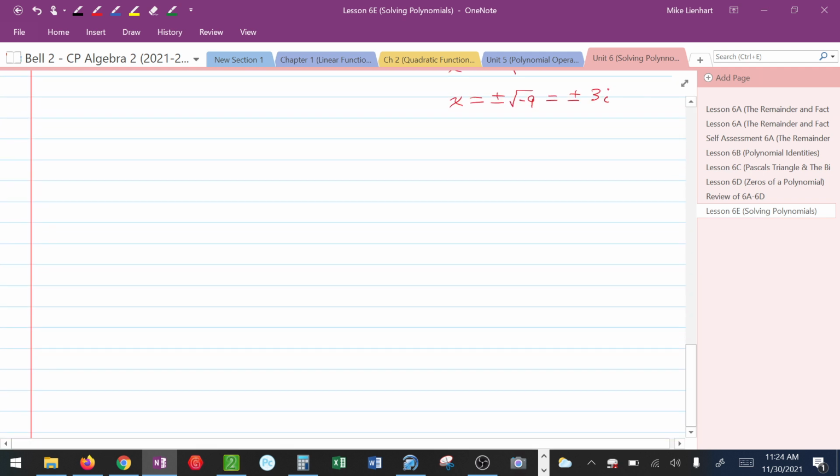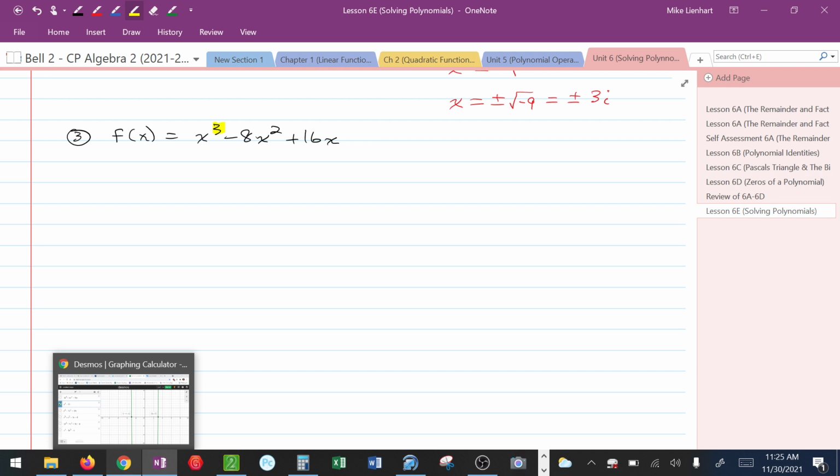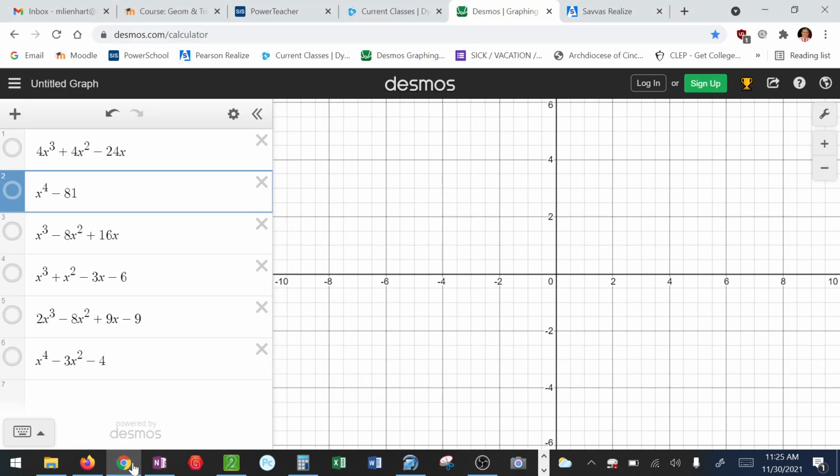So let's look at example number 3 now. For example number 3, I have the equation f of x is equal to x cubed minus 8x squared plus 16x. The fundamental theorem of algebra tells me I should have 3 solutions. To find where they are, I'm going to first go to the graph. So let me turn that one off, turn that one on.